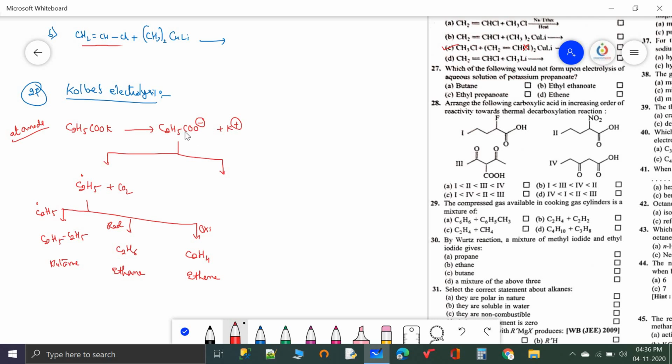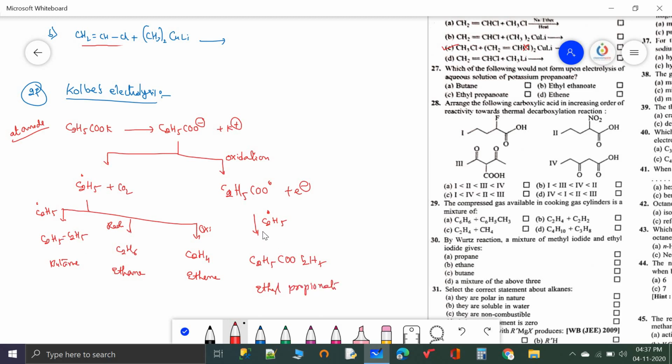Next, if this particular propionate ion undergoes oxidation, this oxidation reaction actually happens at the anode. Before this oxidation reaction happens, the remaining reactions take place on their own. So it forms C2H5COO radical plus 1 electron. So it will lose 1 electron, and a radical is formed. This radical, if it reacts with the ethyl radical that actually formed, we get C2H5COOC2H5. This is called ethyl propionate.